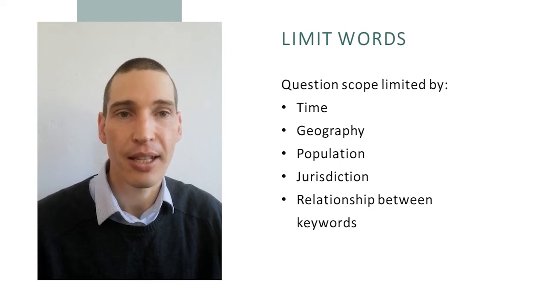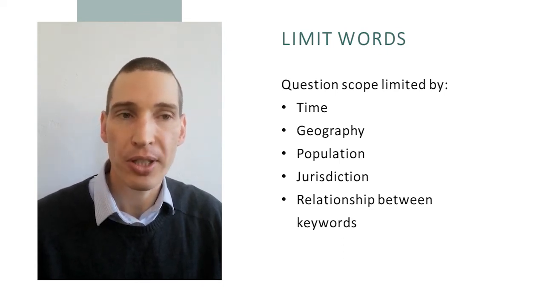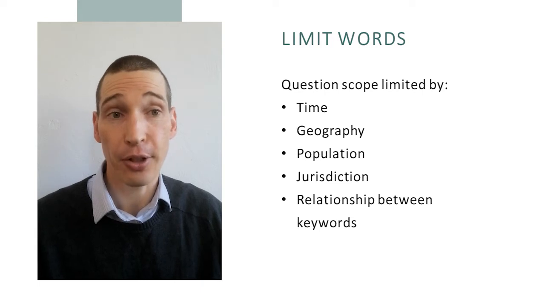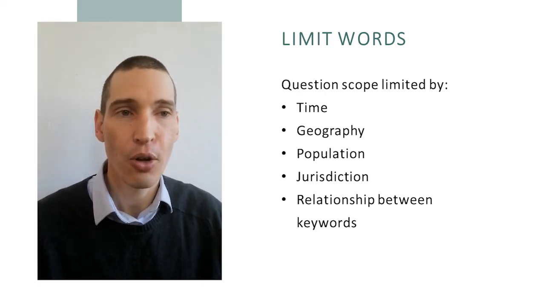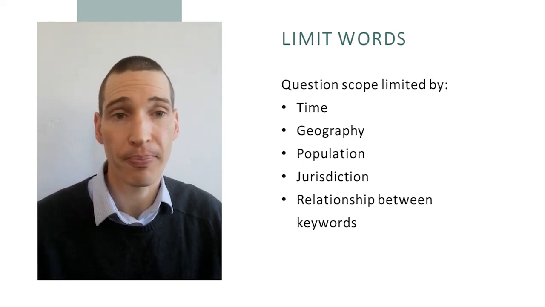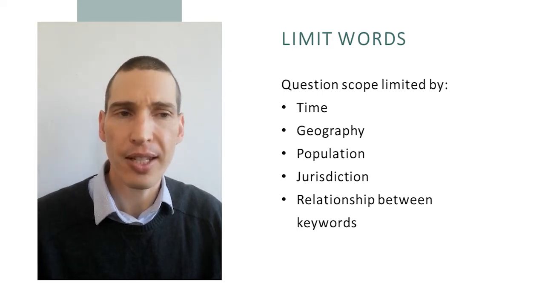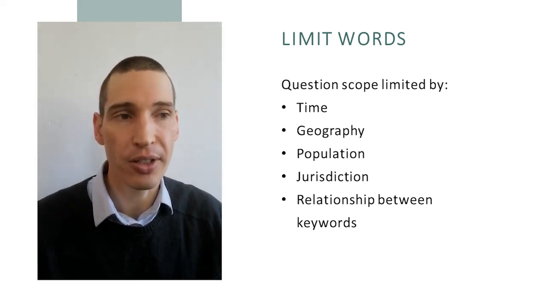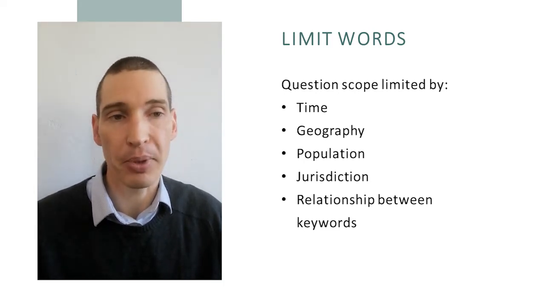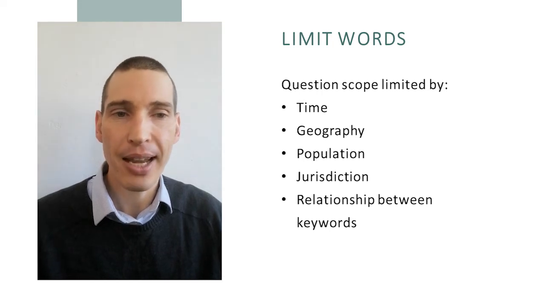The third section is limit words. Limit words give you the scope of a question. They may limit the question to a particular time, for example, the 21st century, a geographic area, such as Australia, or a population, like casual employees. The question might also be limited to a particular legal jurisdiction. The limiting words may also designate the relationship between the keywords. For example, how does an area of law protect a certain population? In this case, protect is a term that limits the scope of the question.